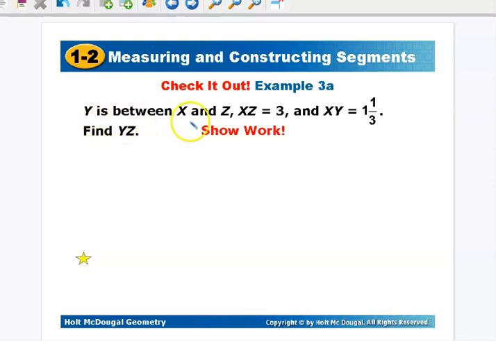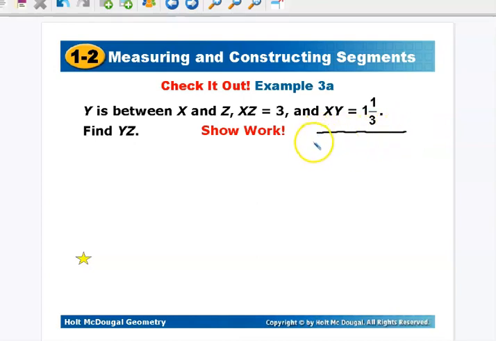Y is between X and Z. We know that XZ is equal to 3 and XY is 1 and 1/3. We want to find YZ. So let's read through this again. Y is between X and Z. Okay, let's do a little drawing here. It doesn't have to be fancy, just real quick.